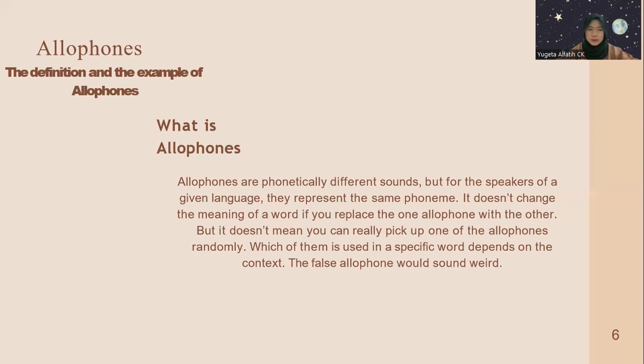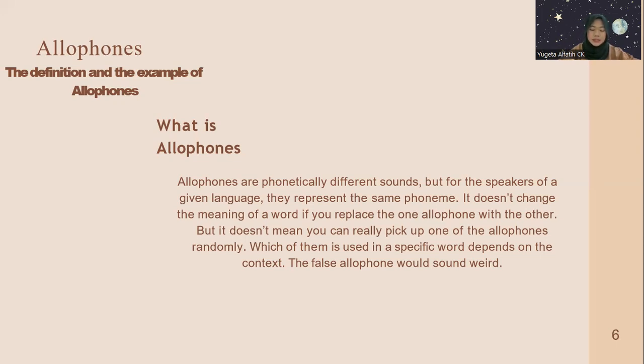Allophones. The definition and examples of allophones. What are allophones? Allophones are phonetically different sounds, but for the speaker of a given language, they represent the same phoneme. It doesn't change the meaning of a word if you replace one allophone with another, but it doesn't mean you can pick one of the allophones randomly. Which of them is used in a specific word depends on the context. The wrong allophone makes a word sound weird.